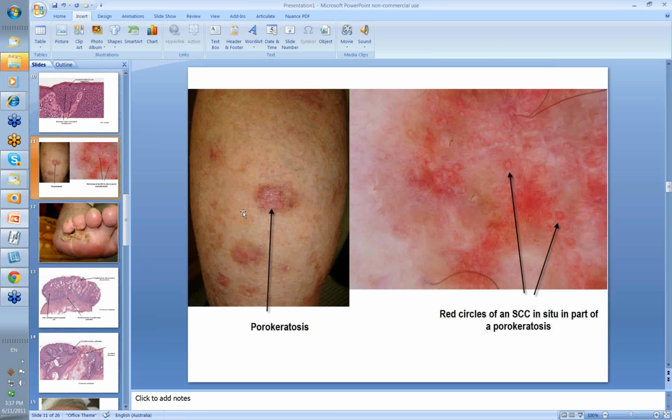Let's have a little look at this image here. This actually is a big porokeratosis. It's not an SCC, but sometimes in the center of these, after some time, an SCC can develop. And this one shows some red circles in the dermatoscopic view, and it's a picture that you can see in an SCC in situ, as well as the glomerular or coiled vessels.